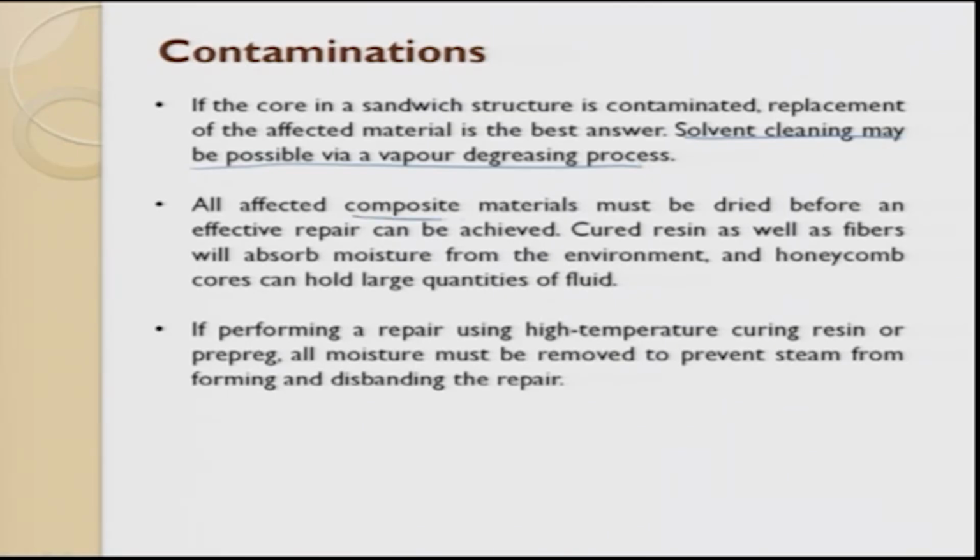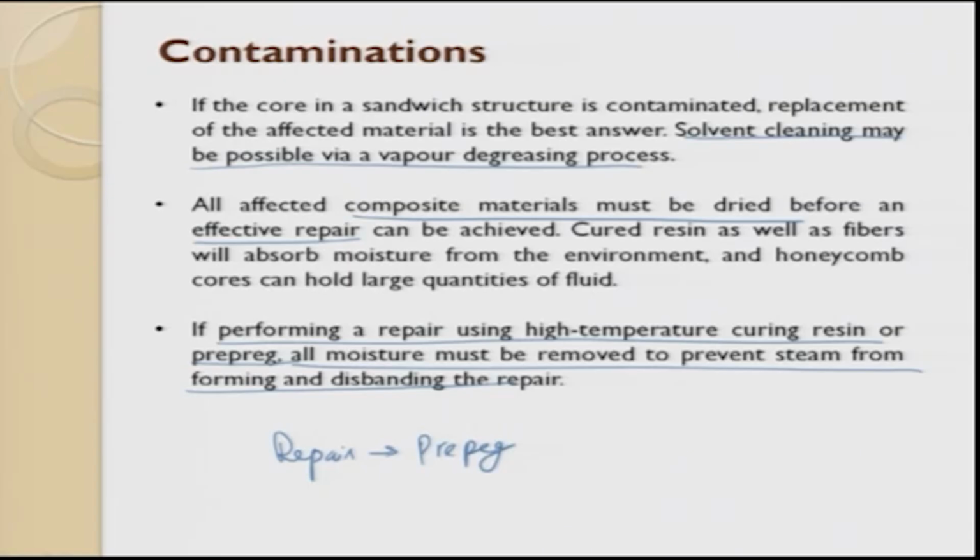All the affected composite materials must be dried before repairing, so that all the solvent is removed. If you keep repairing in the presence of solvents, that is going to be a disaster over a period of time. When performing a repair using a high temperature curing resin or a prepreg, all the moisture must be removed to prevent steam from forming and disbonding the repair. So, for repairing, it is better to choose a prepreg, and when you use a prepreg, it is good to remove the moisture and then start using it.